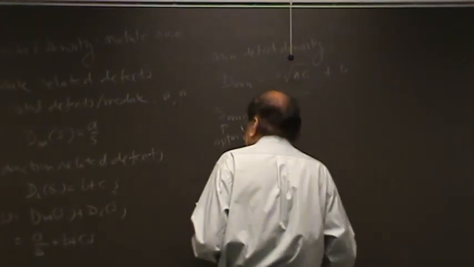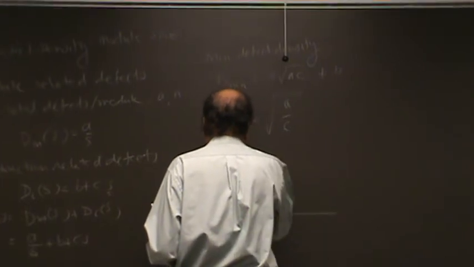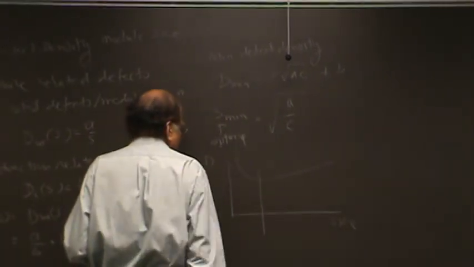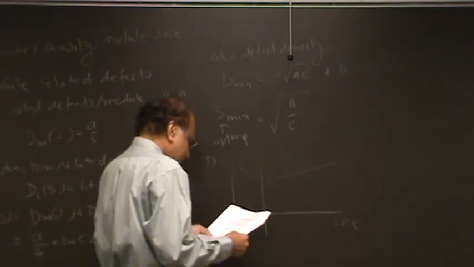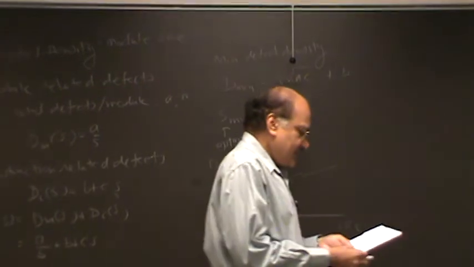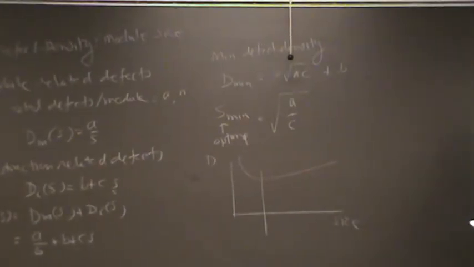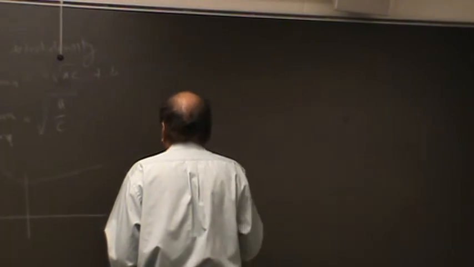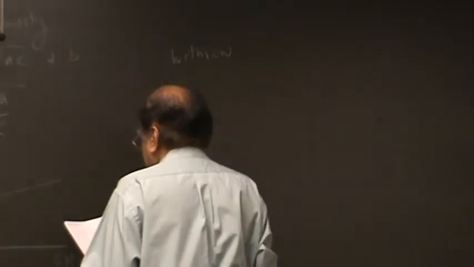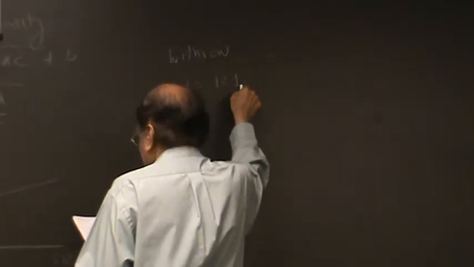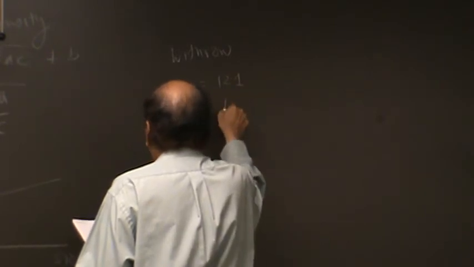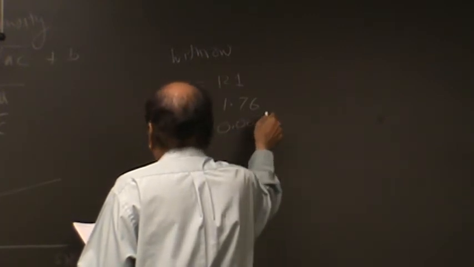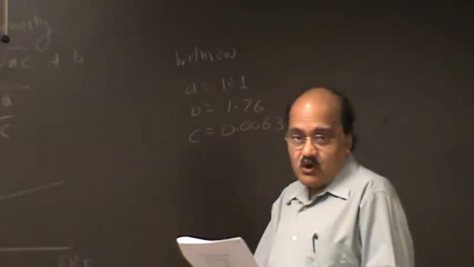And basically what you will notice is that as a result of the combination of the two, things would be like this: size and defect density. And at this value, which is given by this, we have plugged in some numbers. After plugging in some numbers for various data, we found that, for example, here is a data set by Withrow, where A is about 121, B is about 1.76, C is equal to 0.0063. Notice the value of C is small.